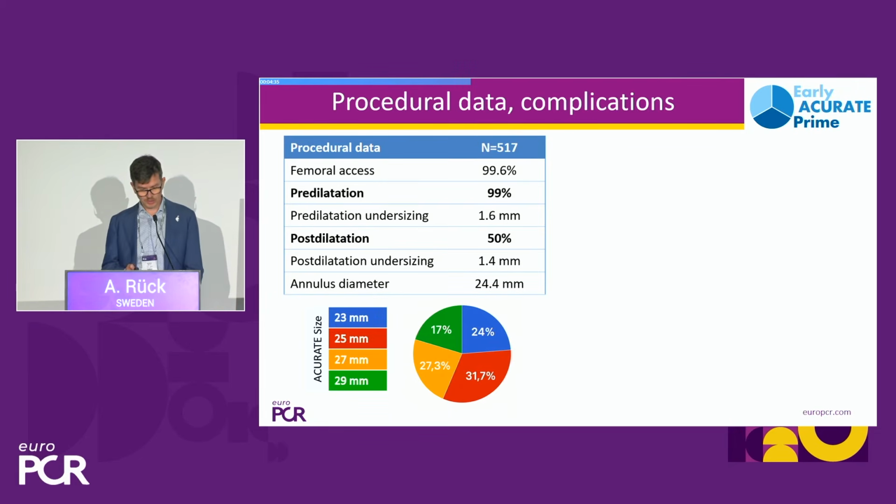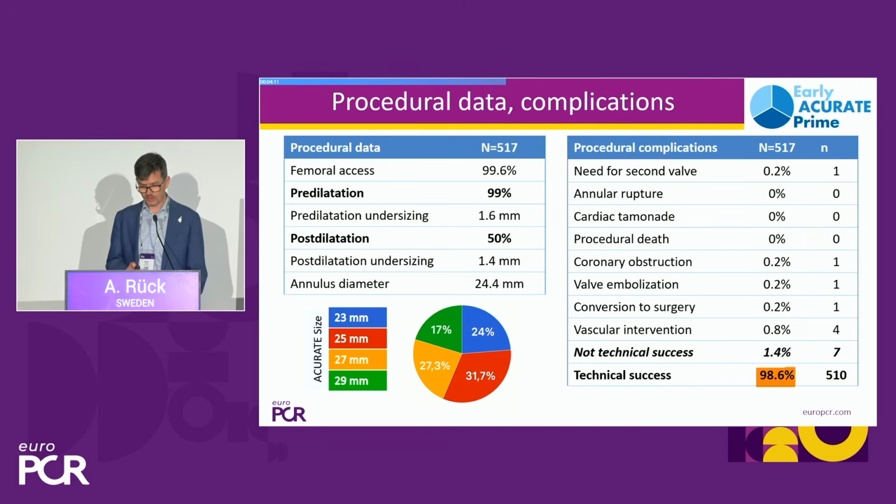And you see the sizing of the balloons here, so the average undersizing for predilatation, 1.6, for post-dilatation, 1.4, meaning in most cases, pre- and post-dilatation balloons were the same size. So this difference, or this undersizing, is less than in the IDE trial, for example. And you see the split between the different sizes of the prosthesis at the bottom.